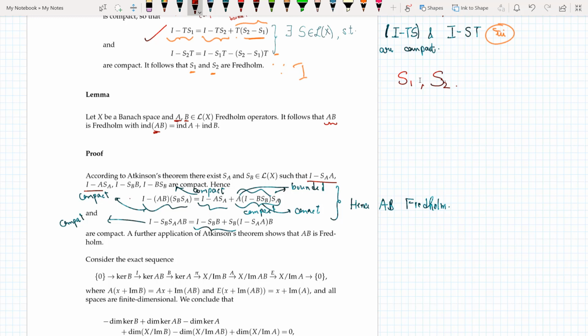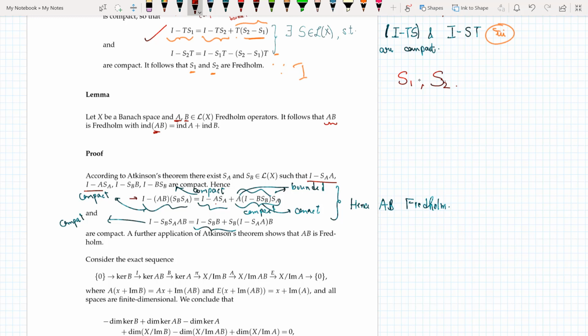So I can write this equation here, that I minus AB SB SA as this. So I knew that this is compact given A is bounded, SA is bounded, so this becomes compact. A similar argument here also. So now I prove that I minus AB SB SA is compact, and I say that this is compact. Now I know that SBSA.